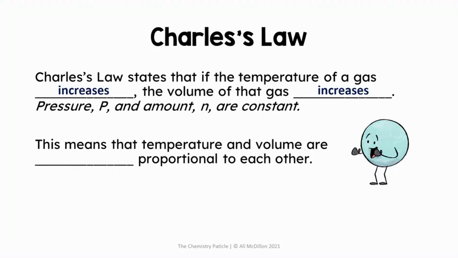Charles's law states that if the temperature of a gas increases, the volume of the gas also increases. So Charles's law is the relationship between temperature and volume. Pressure and amount are constant and are not used in this equation. Since temperature increases and volume also increases, this means that temperature and volume are directly proportional to each other. If one goes up, the other one will also go up.